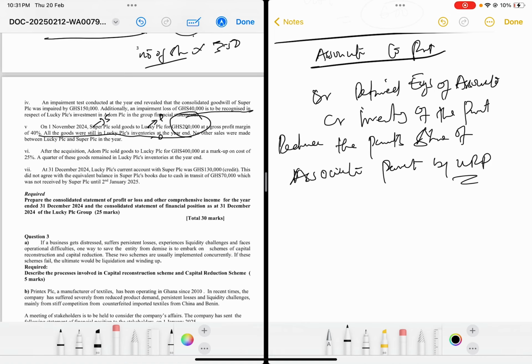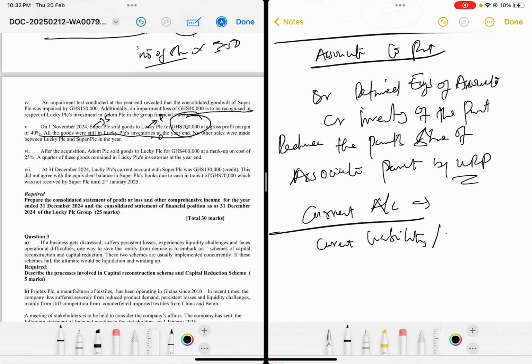Then the last information is telling us that at the first of December, Lucky's PLC current account to Super PLC was 130,000 credit. This did not agree with the equivalent balance in Super PLC's books due to cash in transit, which was not received until 2nd January. Now, if the current account has a credit balance, we are looking at current liabilities or trade payables.